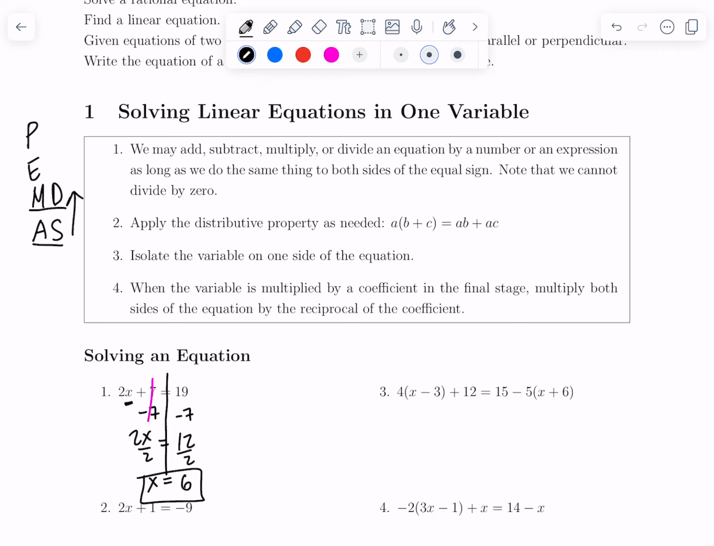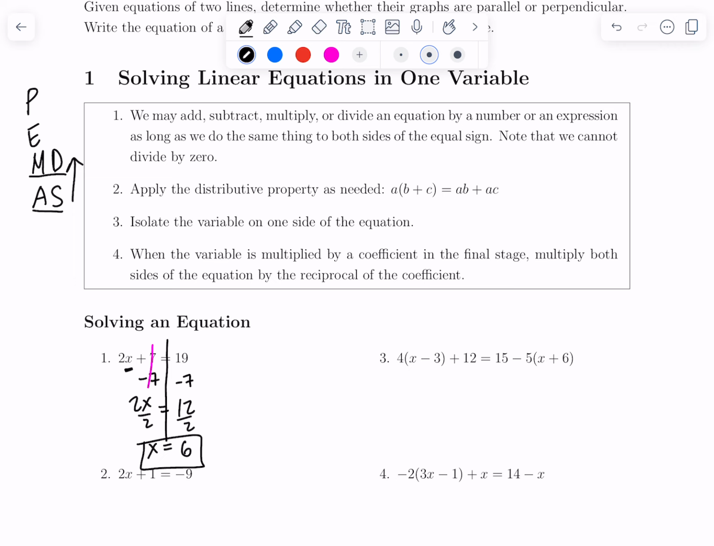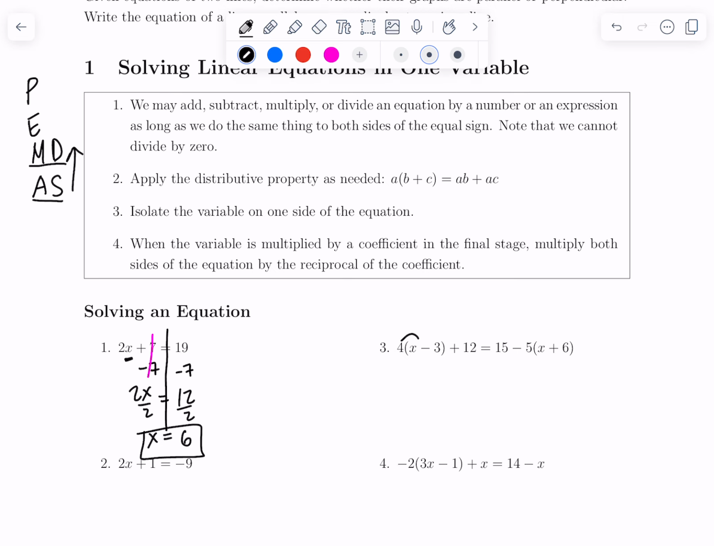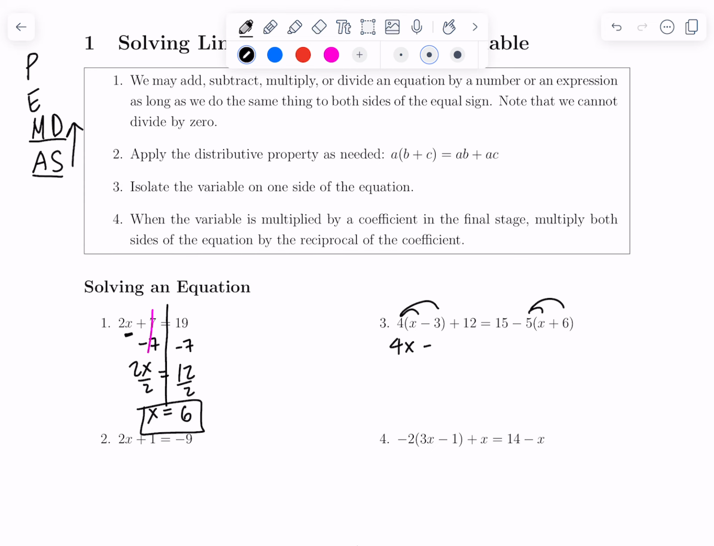For question 3 over here, this is a harder one. There are parentheses. So when we see parentheses, we normally distribute, so we can distribute the 4 inside the parentheses. We can distribute minus 5 into the parentheses. So let's see, 4 times x, we get 4x. 4 times 3, minus 12 plus 12. And then on the other side of the equation, I have 15 minus 5x. Then here, you're going to distribute the negative 5, or subtract 5.